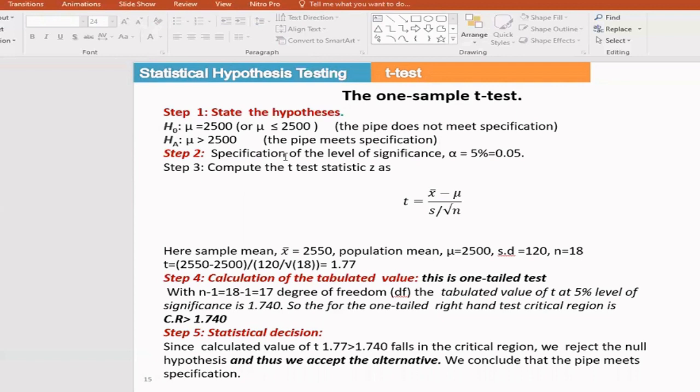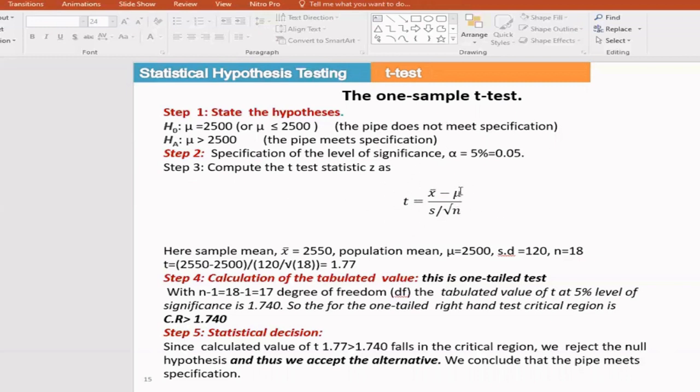Second, we have to find out the level of significance. It is given as 5% level of significance, which is 0.05. So the second step is finished. What is the third step? The third step is we have to find the test statistic. As we told, the sample size is less than 30, which is 18, and the standard deviation is not given, so it will be a t-test, and it is one sample, only one sample.